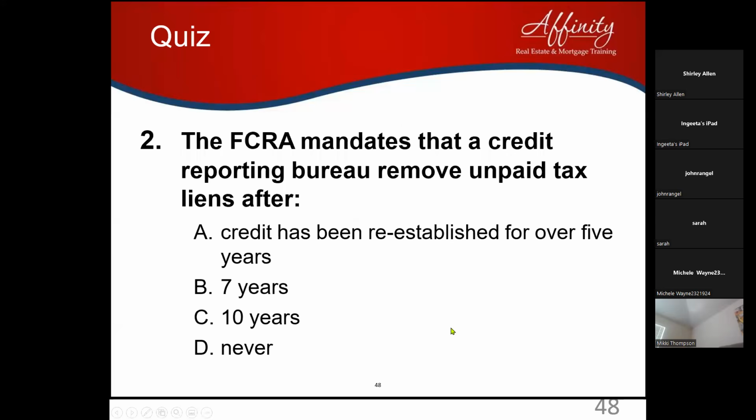Next one says, FACTA mandates that a credit reporting bureau must remove unpaid tax liens. When do they have to remove unpaid tax liens? Post in the chat.